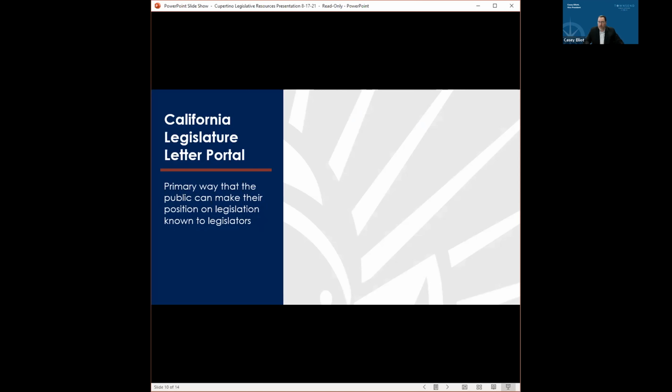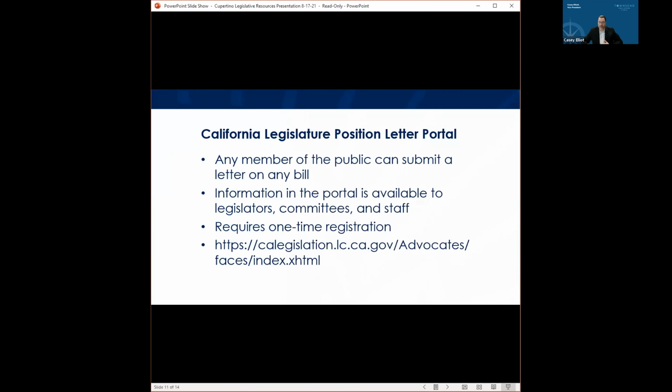One of the newer ways that members of the public have to interact with the state legislature is the letter portal. This was established by the legislature 2 years ago. It's a way that members of the public can submit physical copies of letters. Any member of the public can submit a letter through the letter portal. So whether it's me as a registered advocate, members of the council, individual members of the public, associations, everyone can submit through the letter portal.